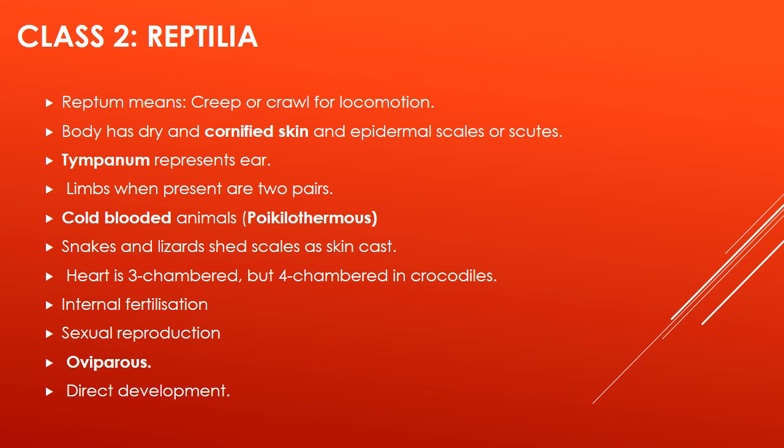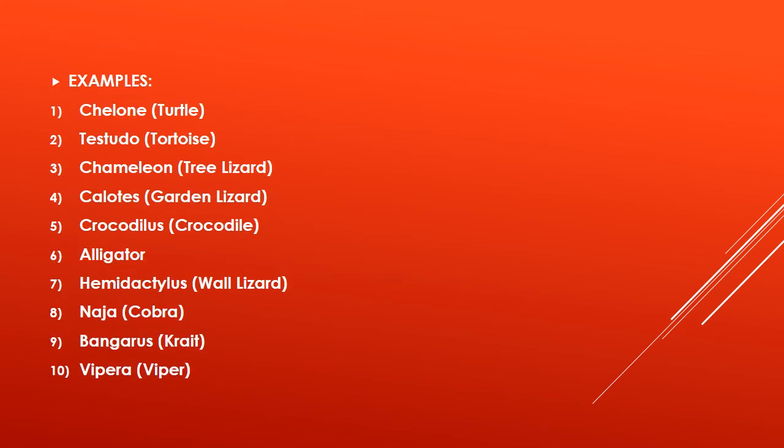Okay. I forgot one thing while discussing Arthropoda. The shedding of skin in Arthropoda is called ecdysis. Okay, so remember that word ecdysis. Okay, so that is Arthropoda. Heart is three chambered but four chambered in crocodiles. Internal fertilization, sexual reproduction, oviparous, direct development.